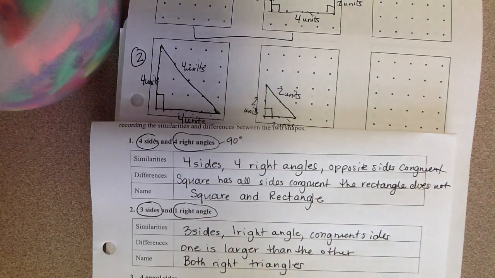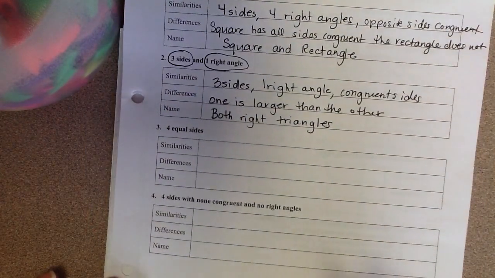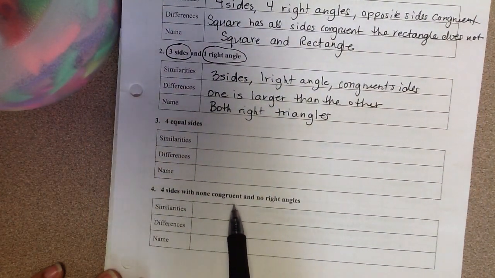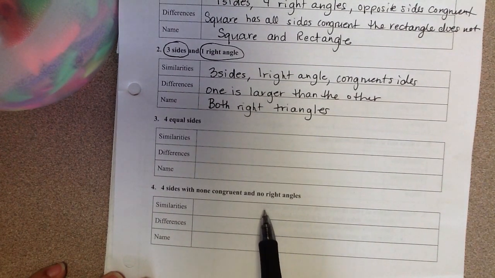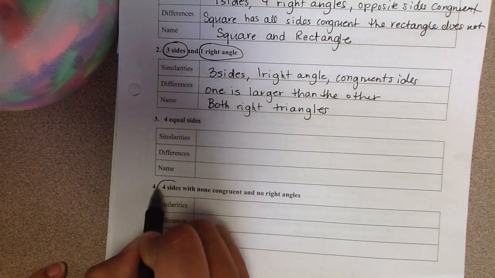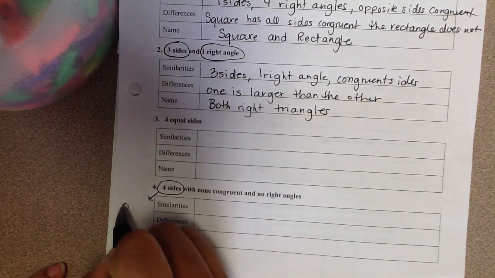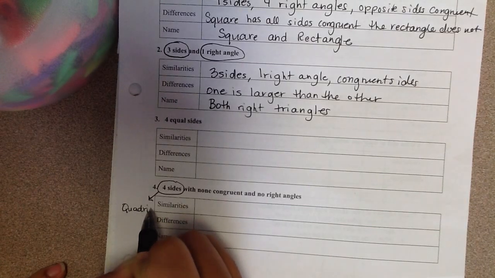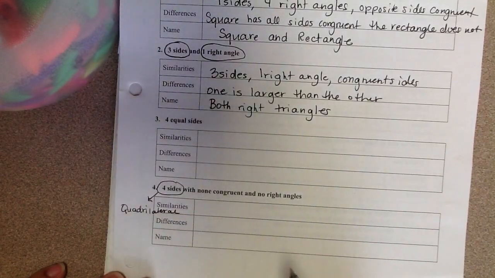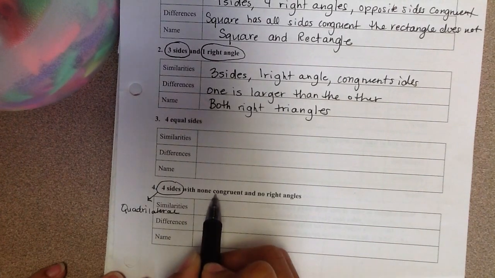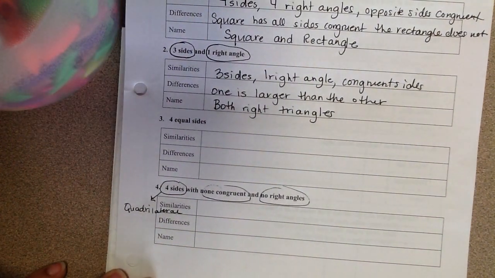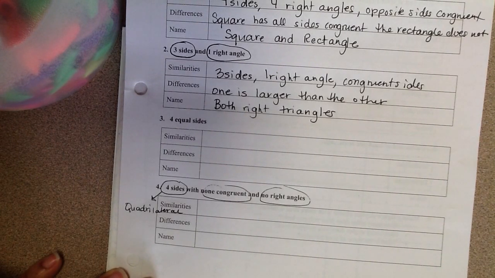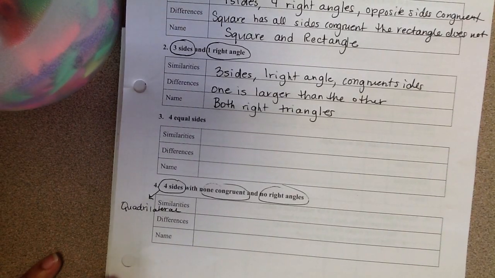Now we're going to skip down to number 4 and look at that one. It says 4 sides with none congruent and no right angles. Okay. 4 sides, so I know that means it's a quadrilateral. Anything with 4 sides is a quadrilateral. With none congruent, so none of the sides can be congruent, and no right angles.